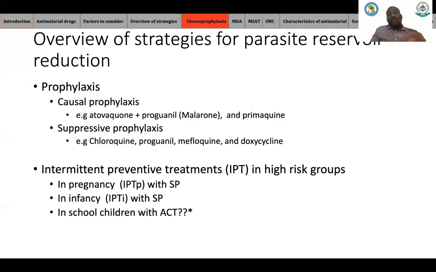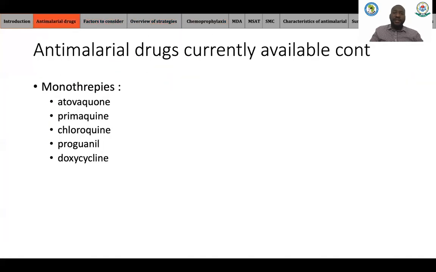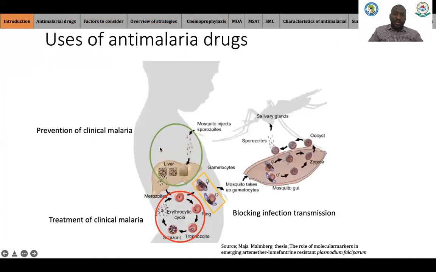Great. Now we're going to give you an overview of different strategies that could be used when it comes to parasite reservoir reduction. Here we can see two. One is prophylaxis. So prophylaxis can be in terms of causal prophylaxis or suppressive prophylaxis. I'll explain this a little bit. So causal prophylaxis are the ones that happen in this part of the establishment stage. So this is where causal prophylaxis happens. You prevent causation of the clinical disease.